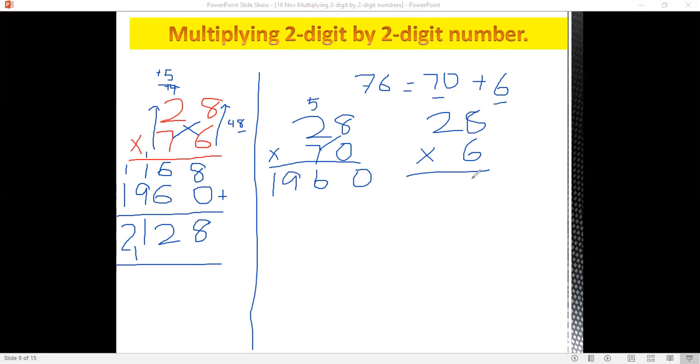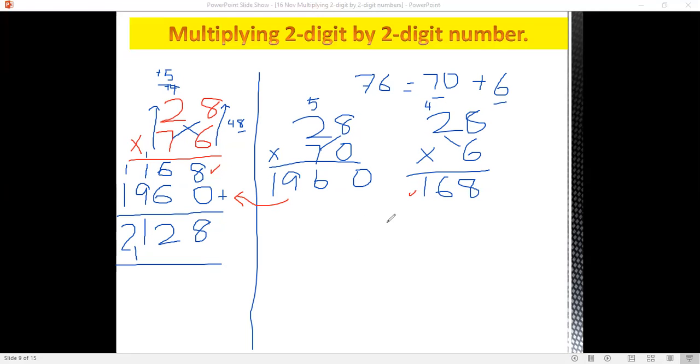So 8 times 6 is 48. Carry 4. 6 times 2 is 12, plus 4 is 16. If you notice, this one, 28 times 70, is the same as that. Correct? 28 times 6 is 168, which is the same as this. So we are correct. Then what did we do after? We added it. So let's add now.